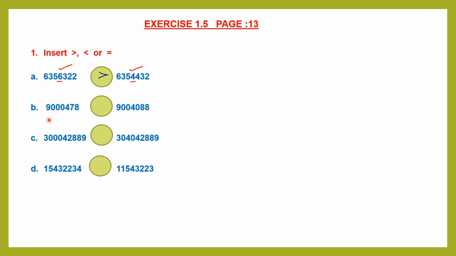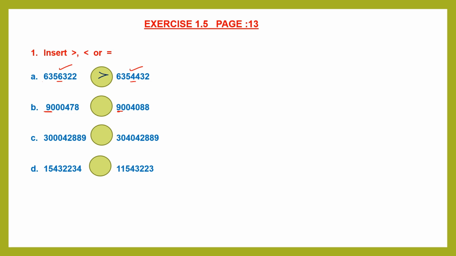Now let's go to the next number. Let's count the number of digits first. So let's count here. 1, 2, 3, 4, 5, 6, 7. So the number of digits is 7. Here 1, 2, 3, 4, 5, 6, 7. Here also it is 7. So now the next thing is to check the digit on the extreme left. Let's do that. Extreme left we have 9 and 9.